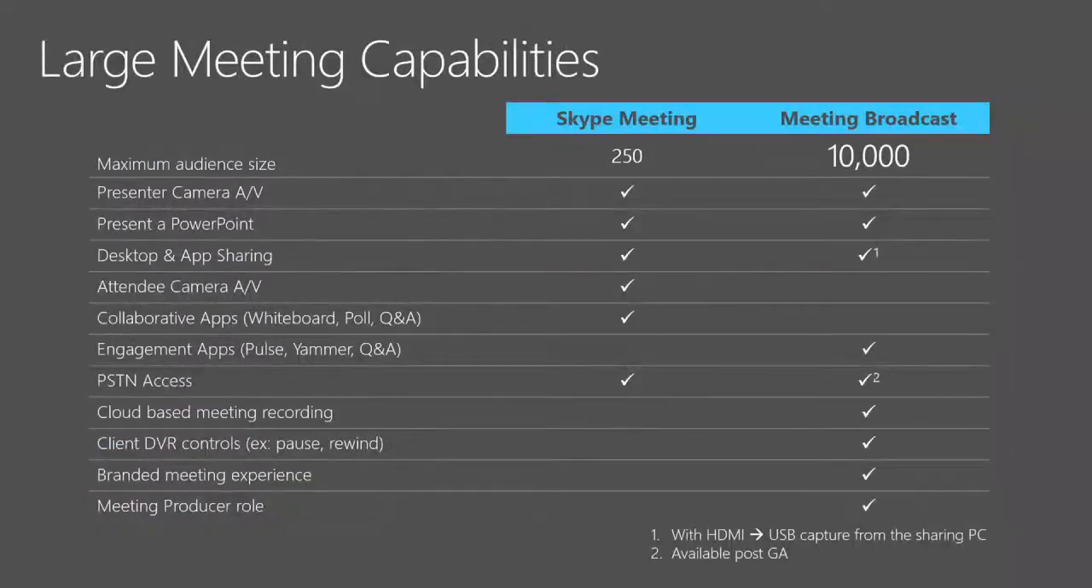So I want to talk quickly about capabilities, because our capabilities in broadcast are a little bit different. It's not a strict superset. There are some things we cannot do from a regular meeting. So, of course, the biggest one is scale. Regular meeting 250, broadcast meeting 10,000. Presenter AV, presenting a PowerPoint, those work just as they do today in Skype for Business. There's no change. App sharing and desktop sharing, we cannot support today. This is the one I feel the least good about with the solution as we're shipping it.